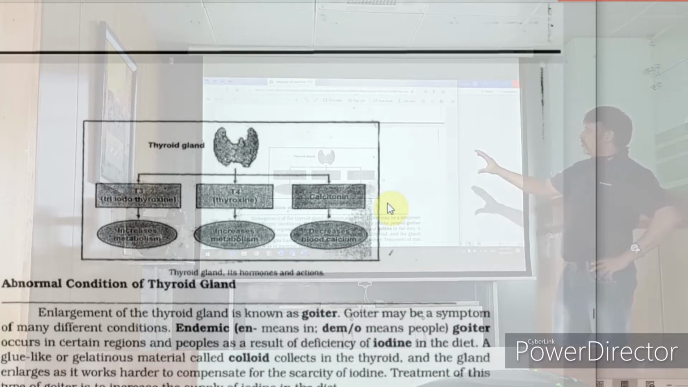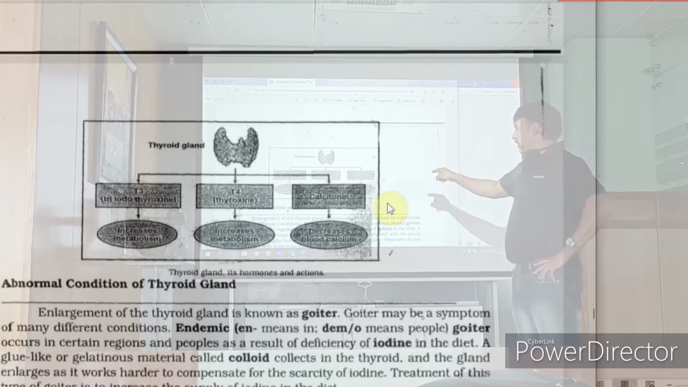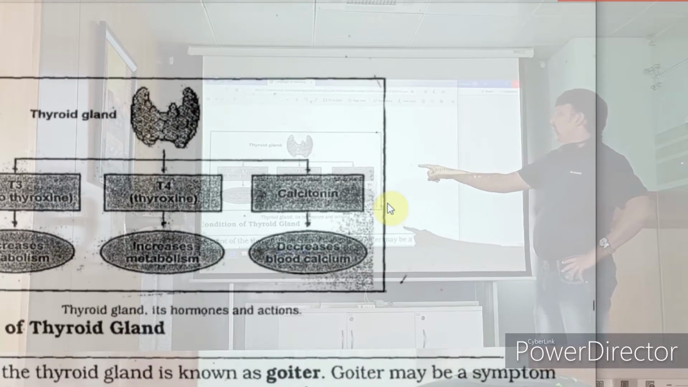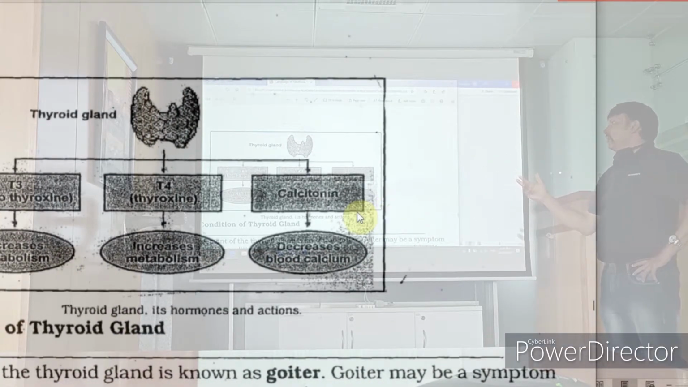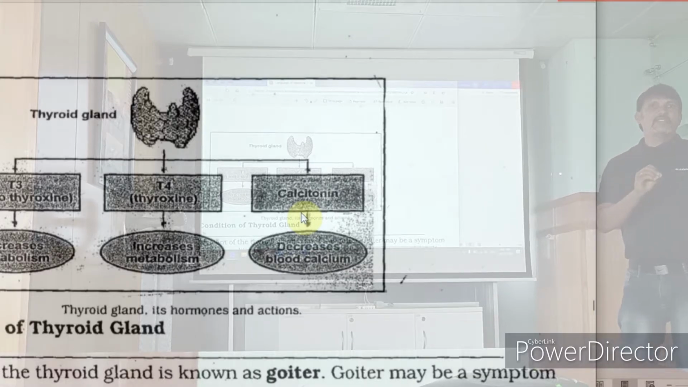Very good. If you zoom in on T3, T4 and calcitonin, both T3 and T4 increase the metabolism. Then calcitonin decreases the blood calcium. It says go to the bone.